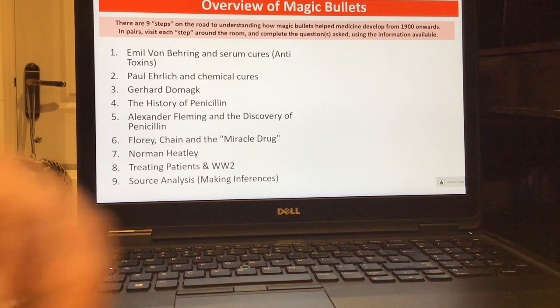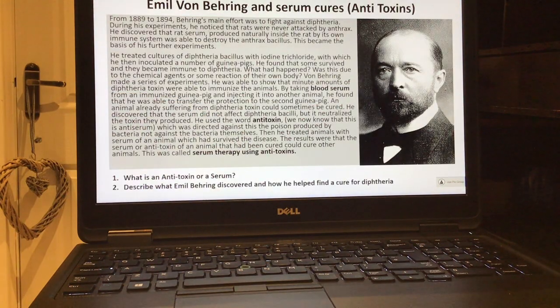Okay, so this is just a bit of an overview around magic bullets. You can see here we had a German scientist called von Behring, and something around antitoxins. Okay, so there's a question there about what is an antitoxin. And in there we will see that an antitoxin is directed against poison produced by bacteria, not against the bacteria themselves. So I can let you have a read of that and find out the answer for what is an antitoxin, but essentially that's what it is.